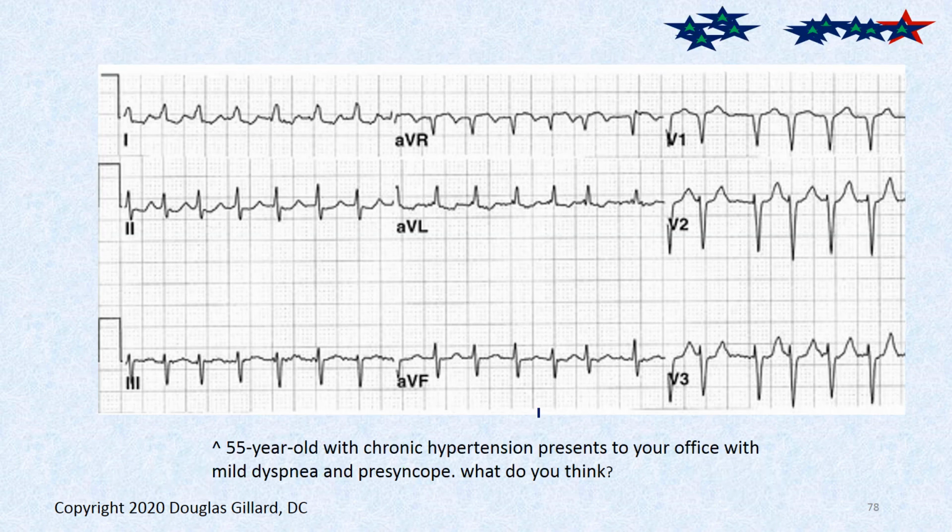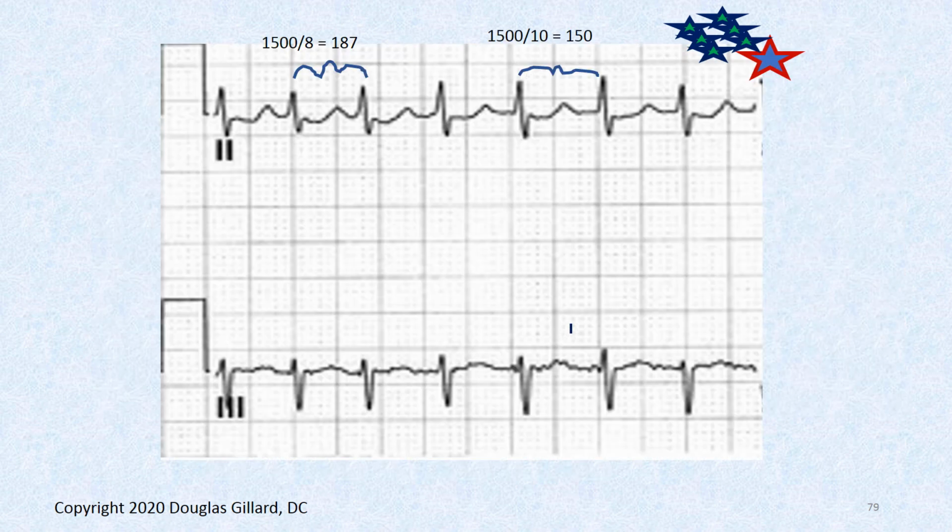A 55-year-old with chronic hypertension comes in. What do you think of this one? Okay, can you see it? Let's blow it up. I can see it already. Is it irregular? Yeah, it is a little irregular here. All right, let's see. So it's going pretty fast. It's 187 here, but it's 150 over here. See, we got an irregular pattern. And on lead 3, you can clearly see the scribbling. Right? Assuming we have a good connection, nice shaved chest and good lead placement.